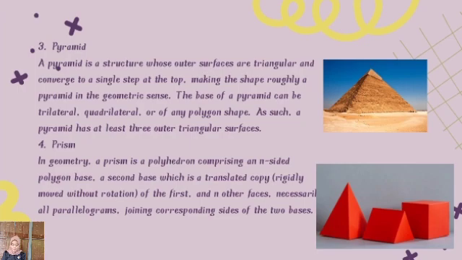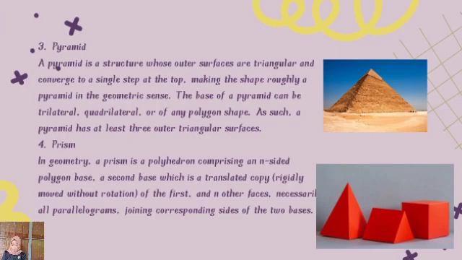Number 3, pyramid. A pyramid is a structure whose outer surfaces are triangular and converge to a single step at the top, making the shape roughly a pyramid in the geometric sense. The base of a pyramid can be trilateral, quadrilateral, or of any polygon shape. As such, a pyramid has at least three outer triangular surfaces.